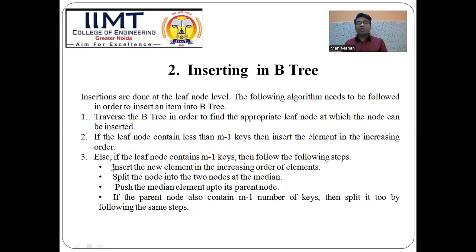Now we move on to the third step. Else, if the leaf node contains m minus 1 keys, then the following steps are followed. Insert the new element in the increasing order of elements. Split the node into two nodes at the median. Push the median element up to its parent node. Next step, if the parent node also contains m minus 1 keys, then split it following the same steps.